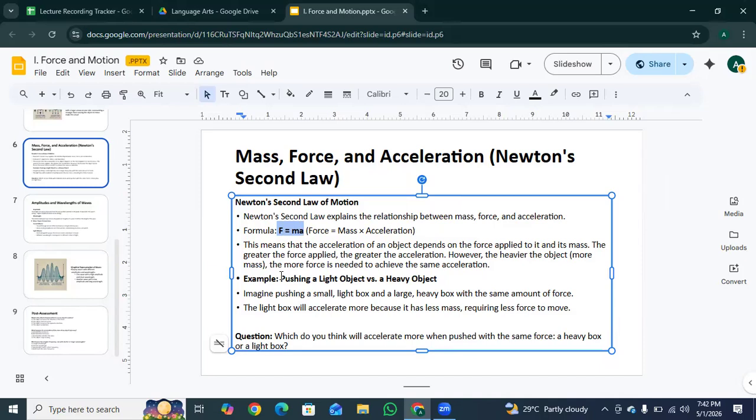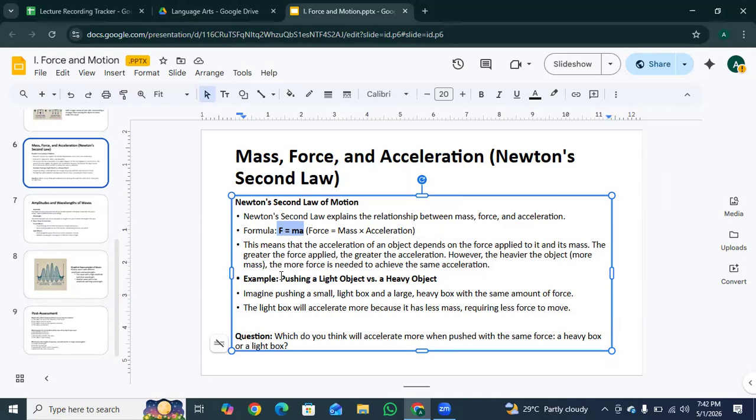Okay? So, if you push something harder, it accelerates faster. Heavier objects with more mass, you can say, are harder to speed up. You need a lot more force to get a heavy truck moving than a small toy car.